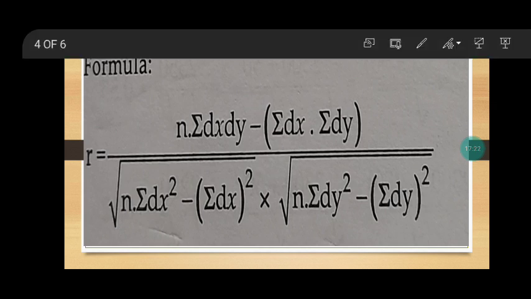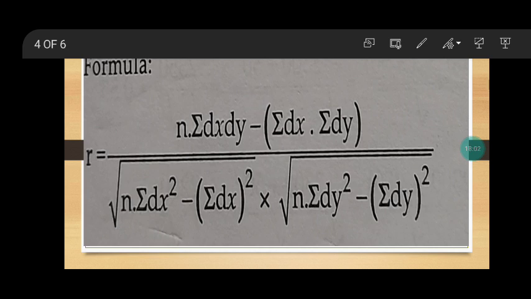Formula is r is equals to n into summation dx dy minus under bracket summation dx into summation dy divided by under root n into summation dx square minus summation dx whole square, into under root n into summation dy square minus summation dy whole square. This is the formula for calculating Karl Pearson's coefficient of correlation. Okay, so now we are done with the preparation chart. We have written the formula.